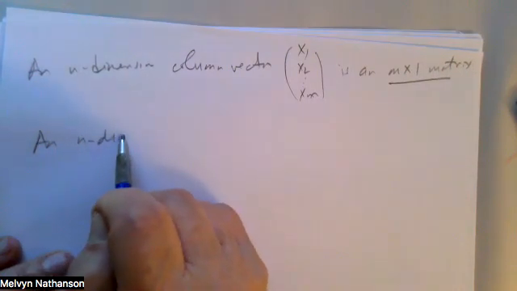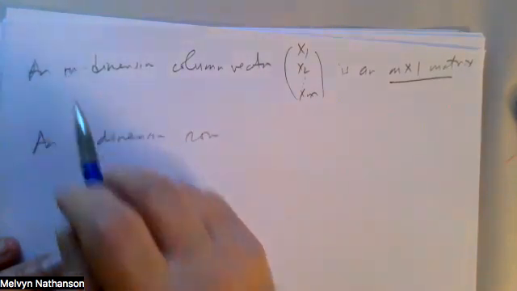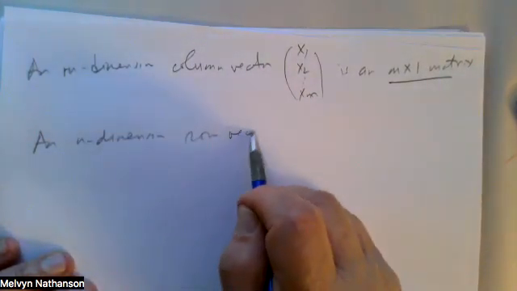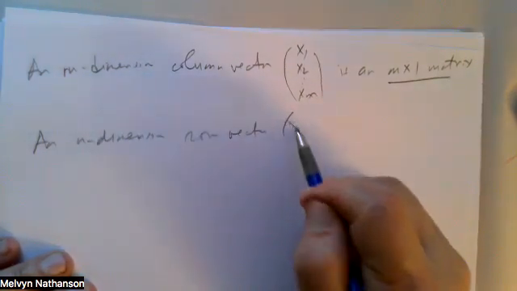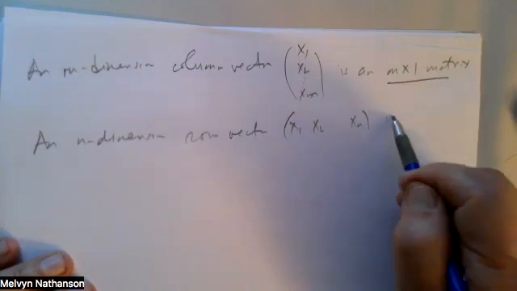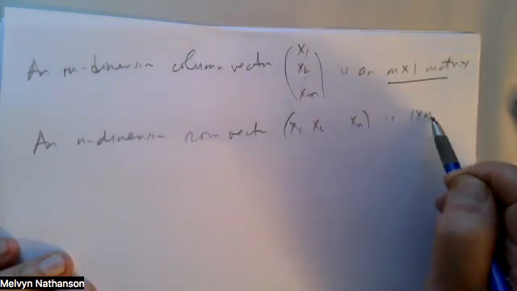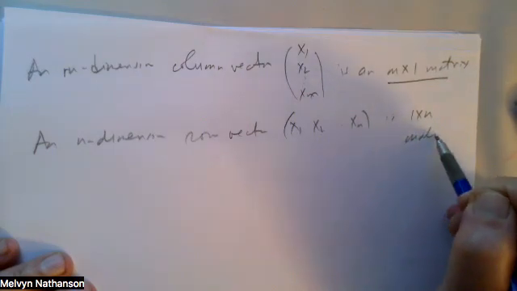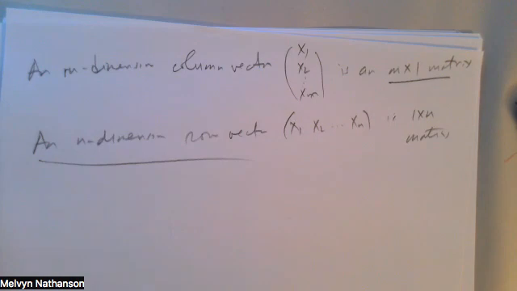Well, we can call an n-dimensional row vector x1, x2, up to xn. This is a matrix with 1 row and n columns. This is a 1 by n matrix. So from this point of view, a vector is just a very special case of a matrix.